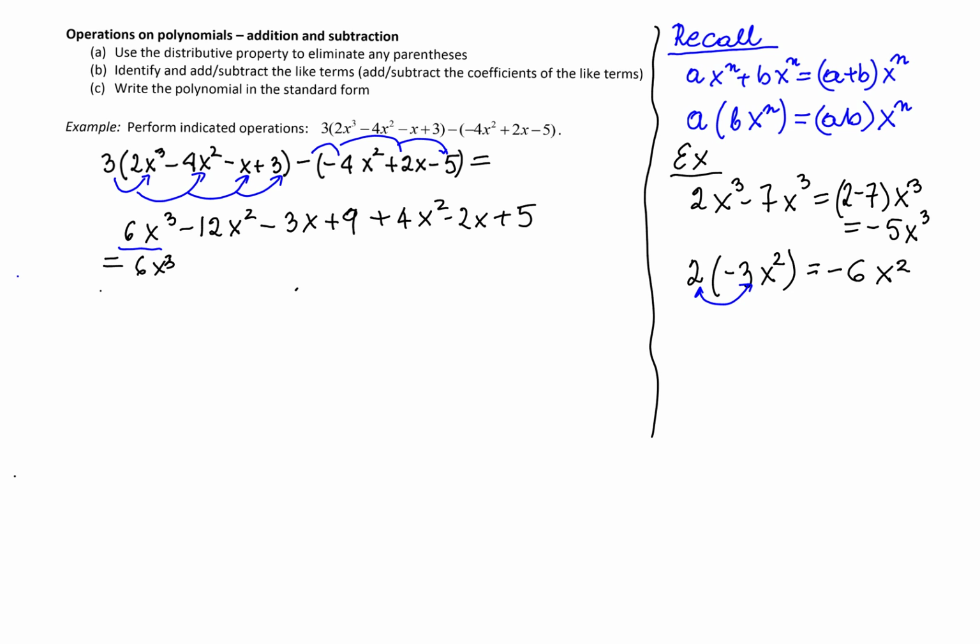Then the next term would be the term with the x squared. We have the negative 12x squared and plus 4x squared. These are like terms, so if we add coefficients, we'll have negative 8x squared. The next term will have x, so here is the term with x, and here these are like terms. When added, will give me negative 5x, and then we are left with the numbers 9 plus 5 is 14. As a result, we have a polynomial in a standard form.